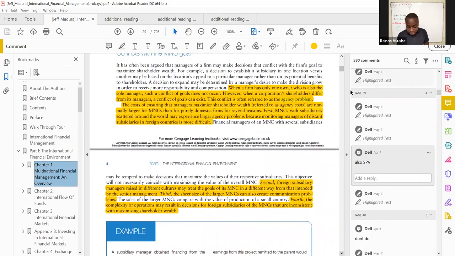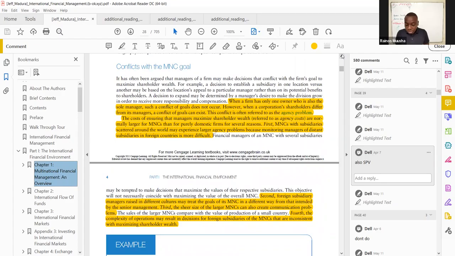Now, on the next section, we look at conflicts with the multinational corporation goal. Here, on line number 5, they say when a firm has only one owner who is also the sole manager, such a conflict of goals does not occur. The conflict of interest between the party running the organization and the owner of the business usually does not happen for a sole proprietorship or a sole trader, mainly because a sole proprietor is also everything.